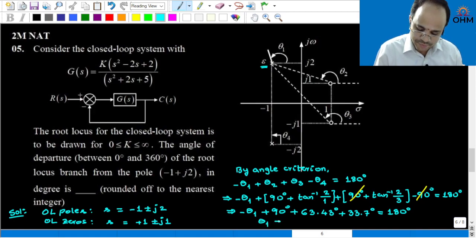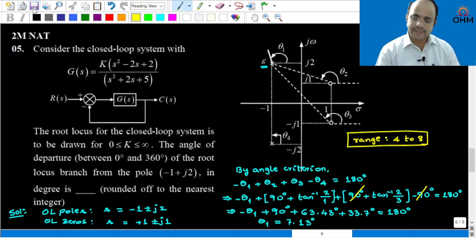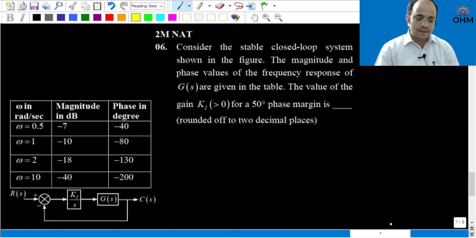Therefore, from this you can calculate theta 1 is equal to 7.13 degree. But the correct answer range as per the official key, any number you enter between 4 to 8 can be considered as the correct answer. This is the root locus question. So, nicely given question. Next one, due to space adjustment, I split the question like this.